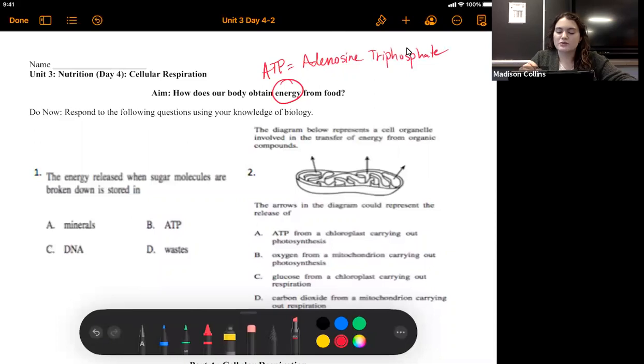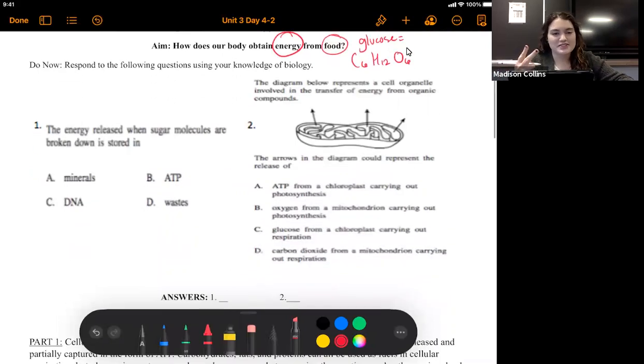Right. And today, when we're talking about food, we're of course talking about any food that you eat, but we're going to be focusing in on glucose. And remember that the formula for that is C6H12O6. So how does our body obtain ATP from glucose? Let's find out. So you've got 2 do now questions. Pause this video, answer those 2 questions, and press play when you're ready to go over it.